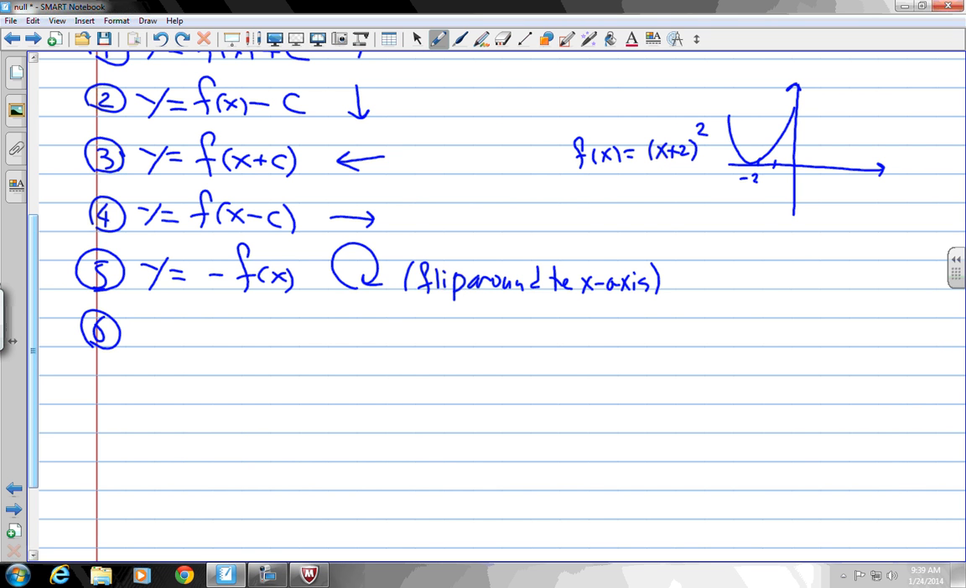At the same time, if I put a negative on the inside, so I'm messing with the x values now. So all the x's change their sign. Positive x becomes negative, and negative x becomes positive, so the flip occurs around the y-axis. So it's this flip.